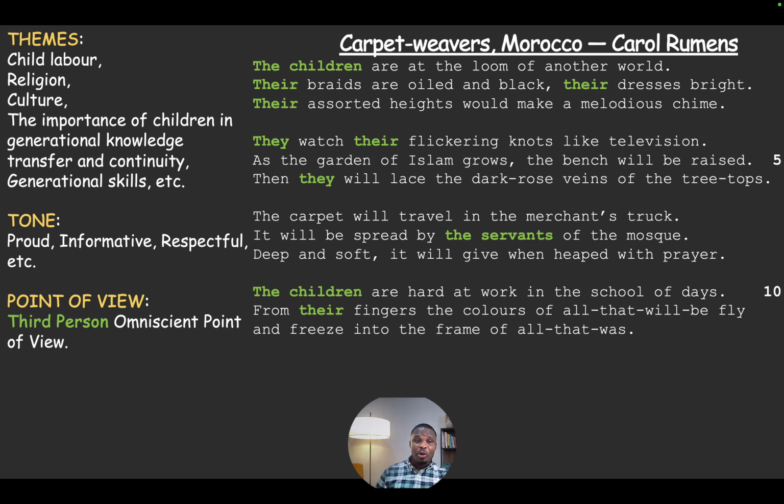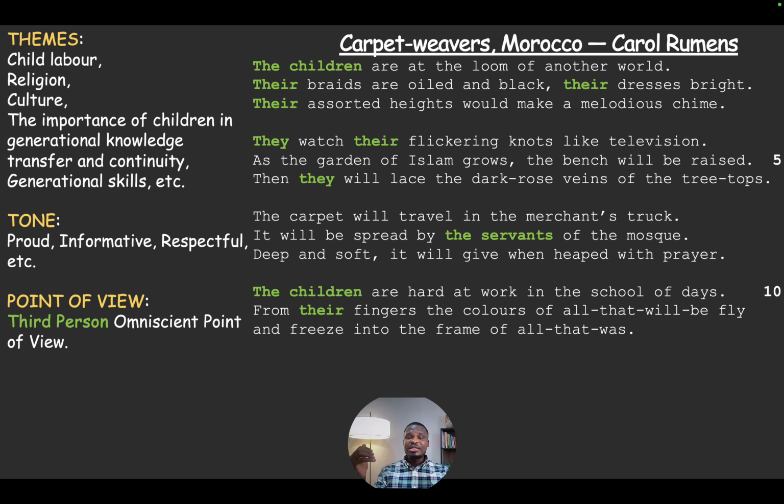Then, in terms of the point of view of the poem, the point of view is recounted in the third person omniscient point of view. Why? Because we're told about the children. We see the repetition of the word "the children" there. Then we also see "they" as well. Then the servants, right? Tells us that the speaker is telling us about what's happening, not only with the children, but the people who travel with the carpet, those who spread the carpet and the likes.